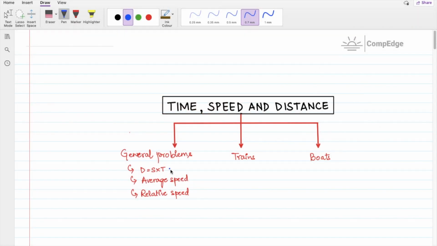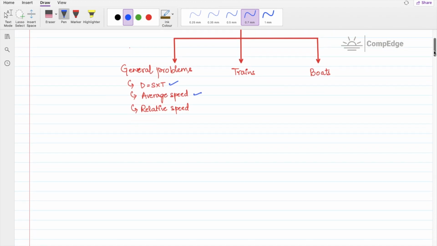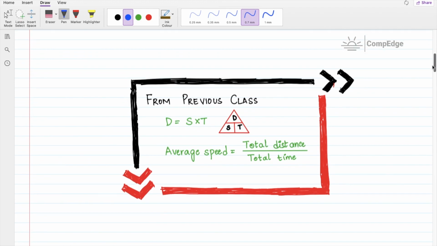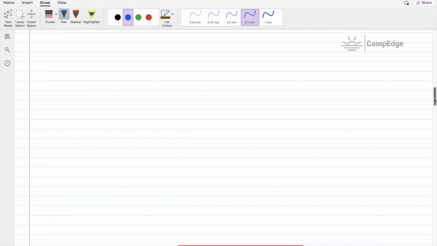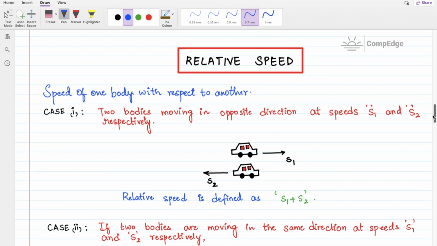From the previous class, we learned the relationship between time, speed and distance and also the average speed concept, and have solved multiple problems based on the concepts. You can refer to the previous videos for clarity on those concepts. This is the third video in the series, and it deals with the relative speed concept.